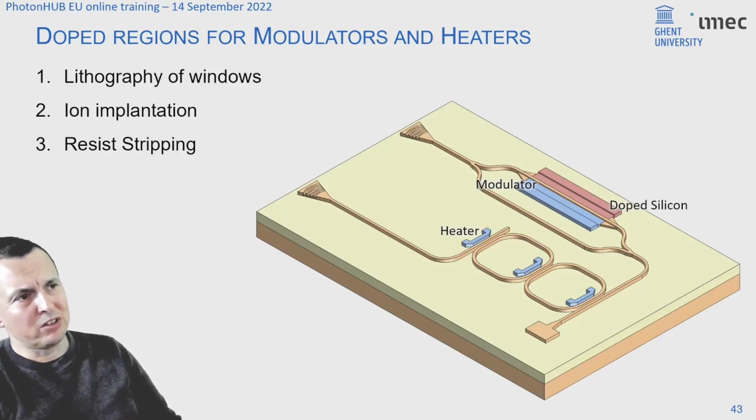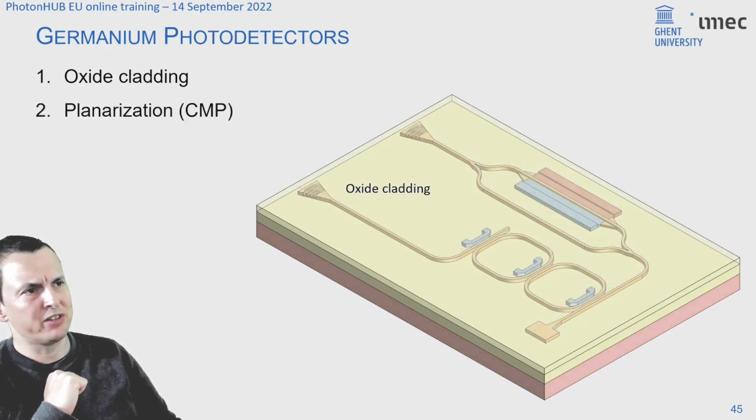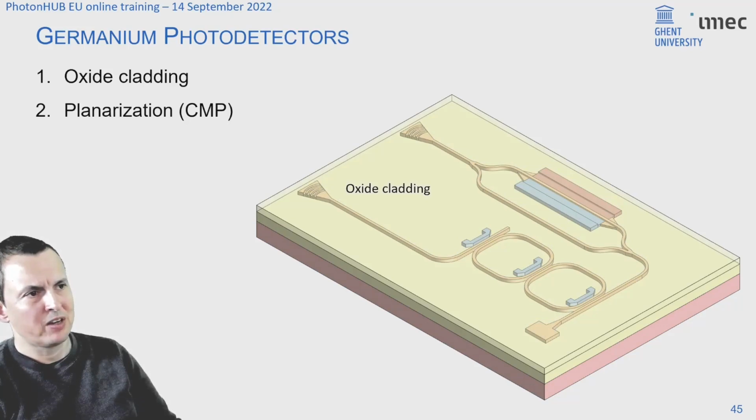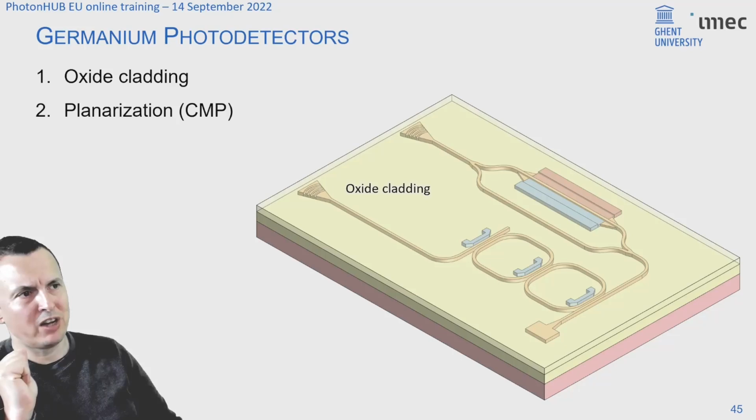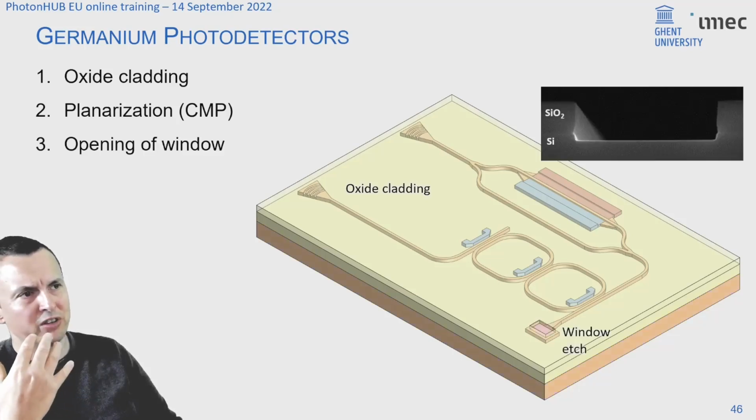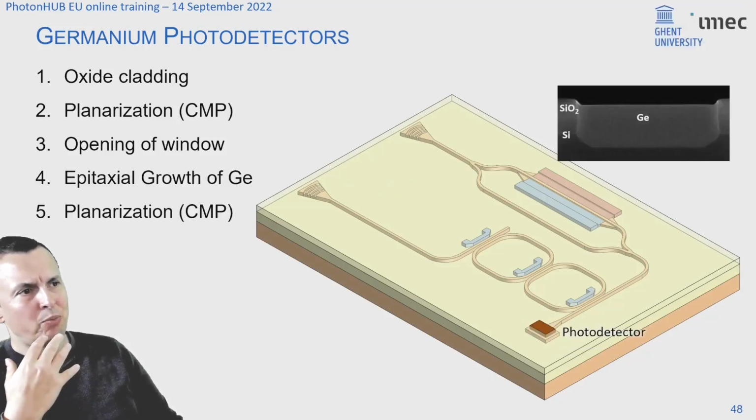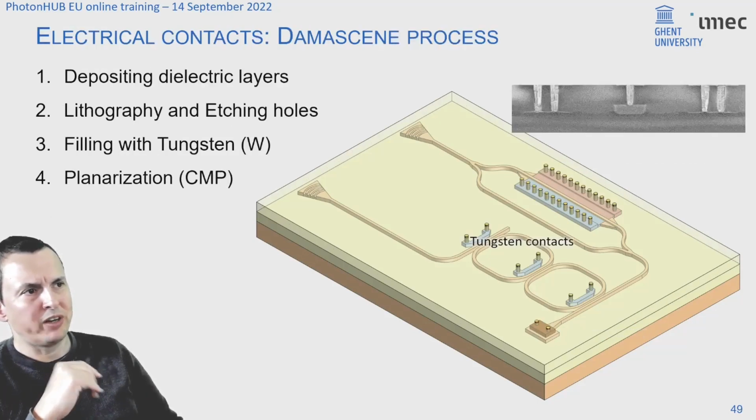Now, once all these have been added, you basically clad the whole circuit with an oxide material, which you then planarize. So you have a flat surface for the next layer to be processed. Now, the one function that's still missing here is the detector. So if you want to add a germanium photodetector, you can selectively open up an area where you want a detector. You then epitaxially grow the germanium on top. You planarize it again with a polishing step. And then you're at a point where all the active functions are there and you can electrically contact things.